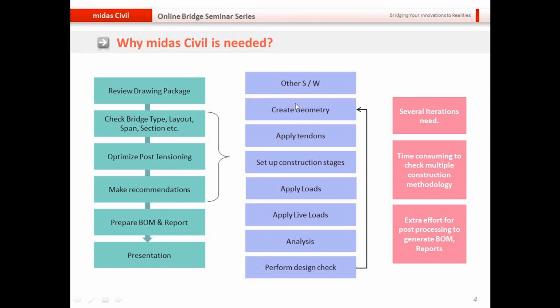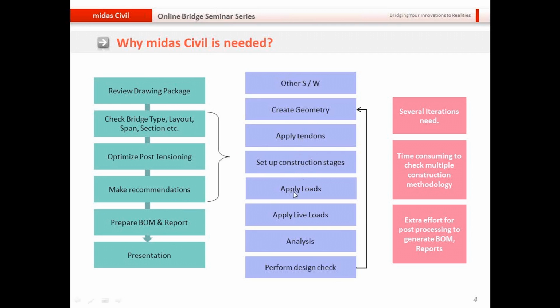Now, this is the workflow of another software that will be used by the engineer to fulfill the following needs of his flowchart activity. So you start by creating a geometry in another product, then you apply tendons to it, then you set up construction stages. This is very important for post-tension structures, and many of the products are not able to take into account the construction staging. So provided you have a tool that can handle construction stages, you will set up the construction stage analysis.